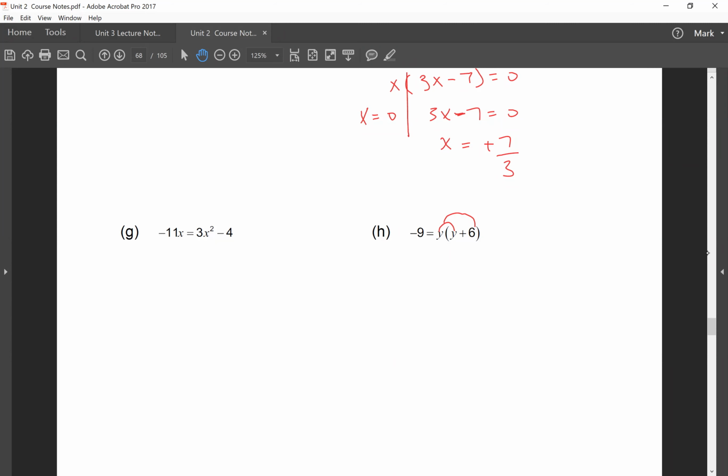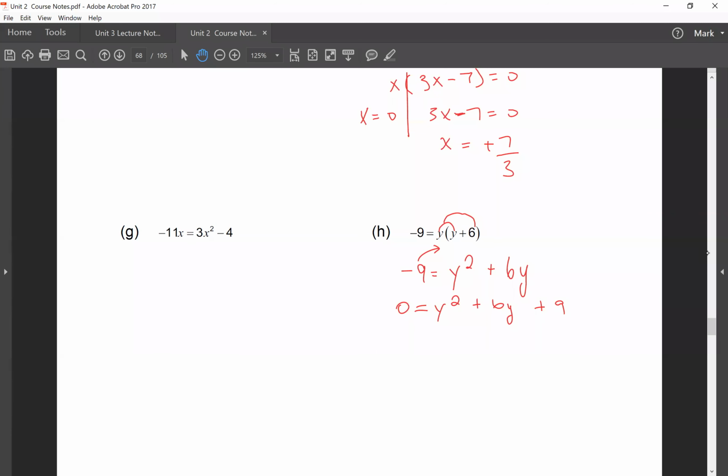So this would be negative 9 equals y squared plus 6y. Now, I guess the easiest thing to do is, instead of moving everything else over, to just move the 9 over. So when I move the 9 over, I get 0 equals y squared plus 6y plus 9. It doesn't matter if the 0 is on the left or the right. I mean, it's still the same thing.